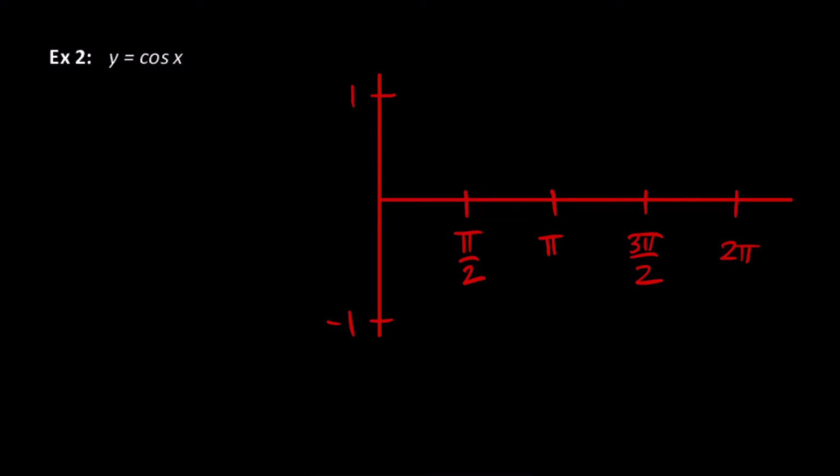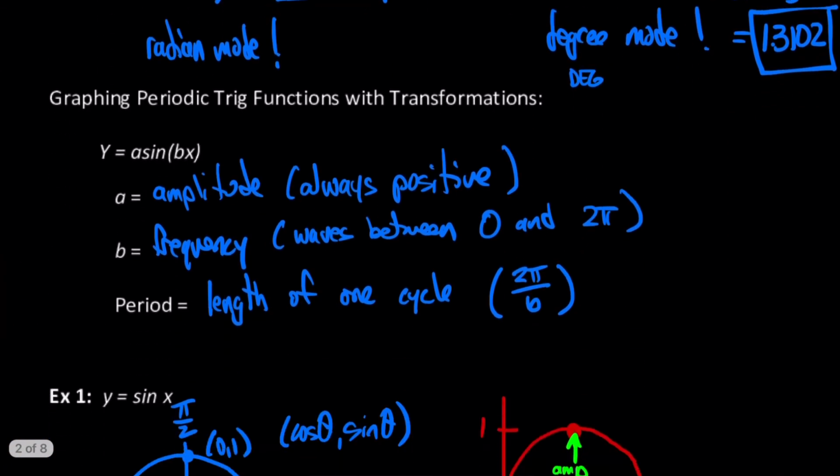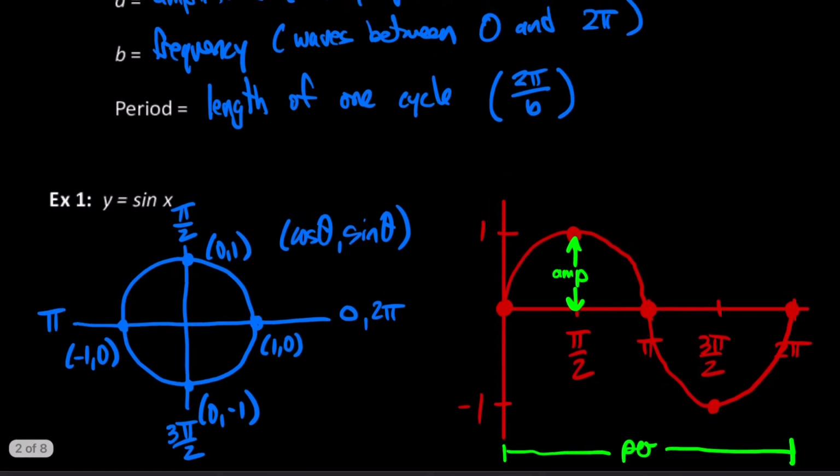So before we get to the actual graph, let's go back and look at that unit circle real quick and talk about cosine and what cosine does. Cosine is the x value. Here's 0 radians.